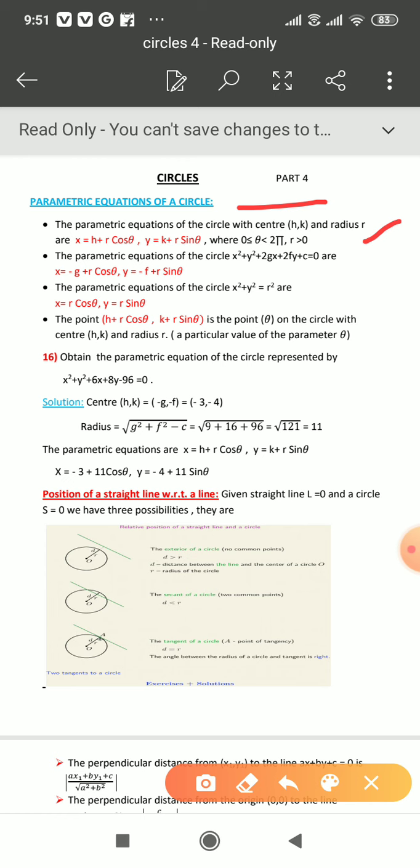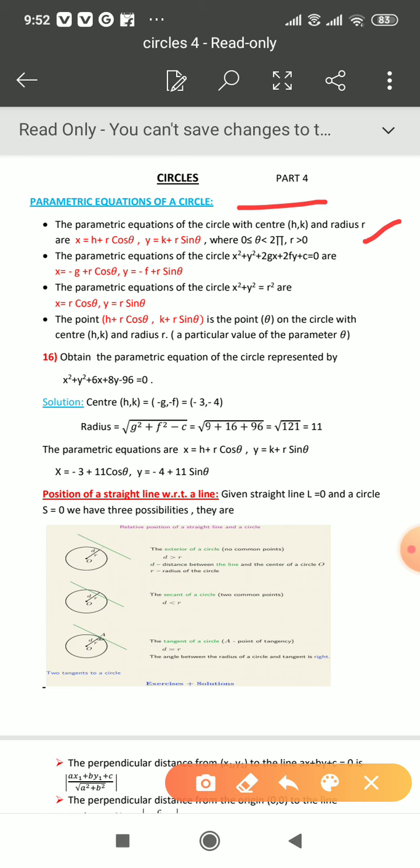If theta is equal to 30 degrees, we have another point. If theta is equal to 60 degrees, we have a point. If theta is equal to 45 degrees, we have another point. If theta is equal to 90 degrees, we have another point. Like that, we have infinitely many points by using h plus r cos theta, k plus r sin theta on the given circle with center (h, k) and radius r.